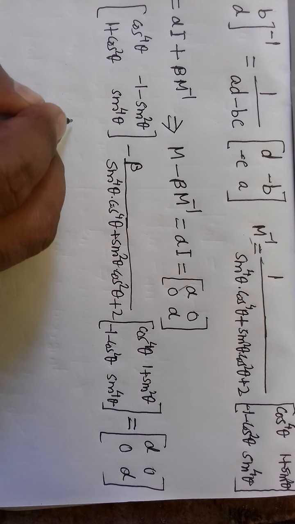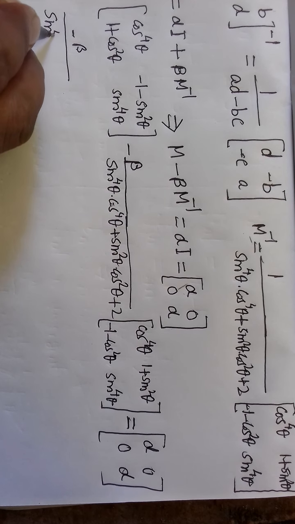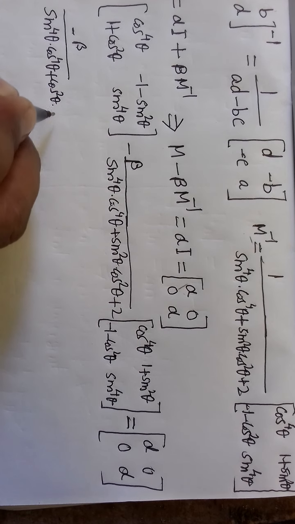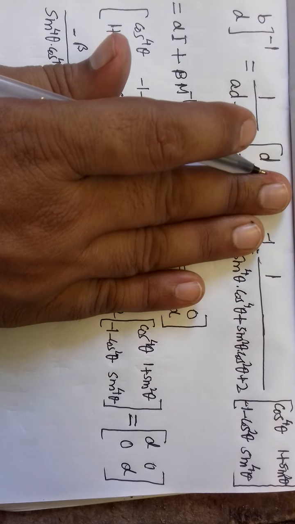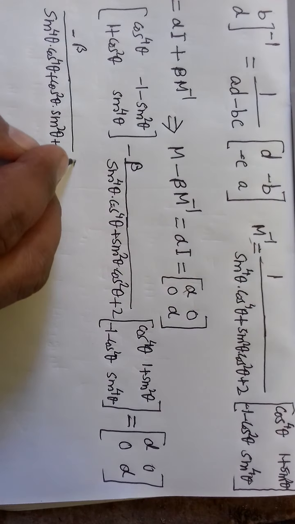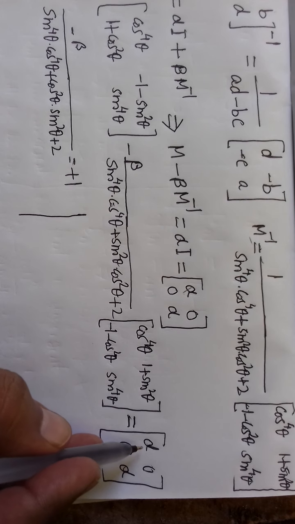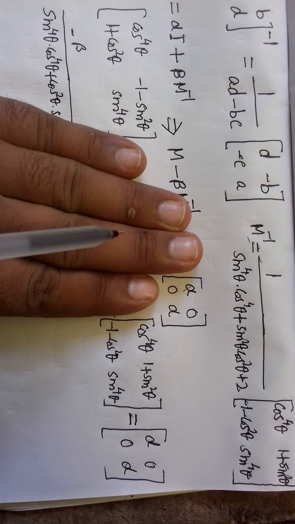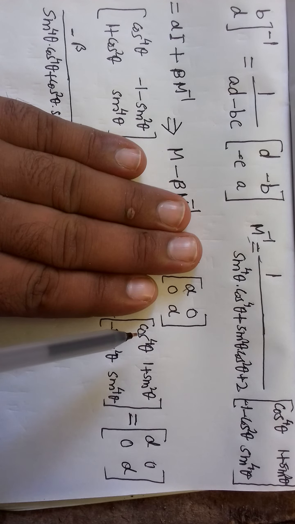So from here we get minus beta by sine to the power 4 theta cos to the power 4 theta plus cos square theta sine square theta plus 2, plus 1. As I said, the covered part must be plus 1, and at alpha, if the covered part is plus 1, then alpha will be cos to the power 4 theta.